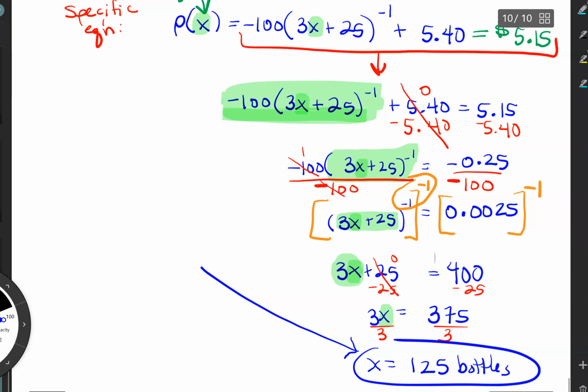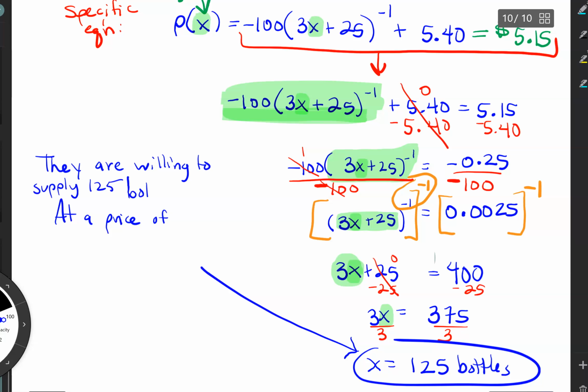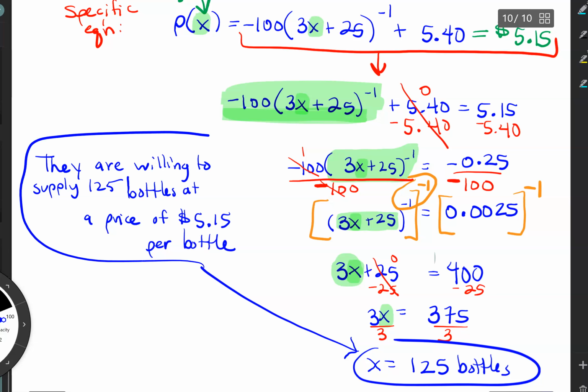And you would say something like, they are willing to supply 125 bottles at a price of $5.15 per bottle. Oh my gosh, we finished right on time. It's a miracle.